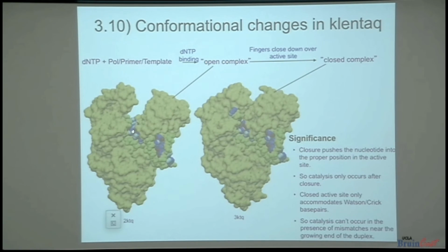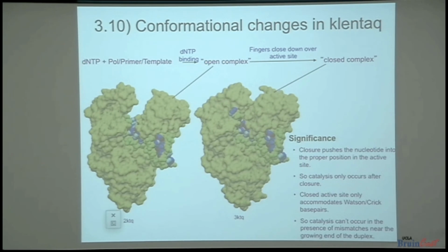We need to be in the open conformation for dNTPs to be able to diffuse in and bind in the active site. So we need to access the open conformation at each catalytic cycle. But before catalysis can occur, before that chemical reaction can actually occur, we need to close the active site, because it's the process of closing the active site that pushes the nucleotide down into the proper position so that catalysis can occur. Therefore, catalysis only occurs after closure.